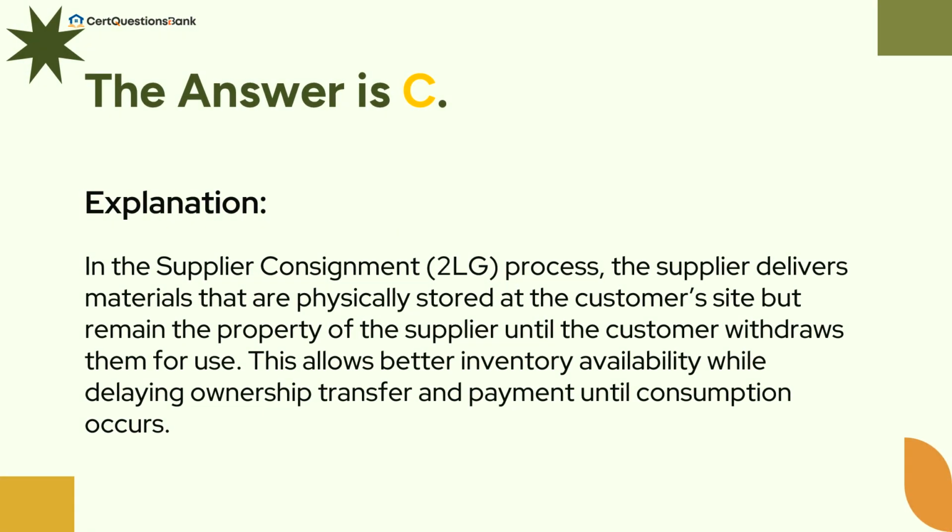The answer is C. In the supplier consignment, 2LG, process, the supplier delivers materials that are physically stored at the customer's site but remain the property of the supplier until the customer withdraws them for use. This allows better inventory availability while delaying ownership transfer and payment until consumption occurs.